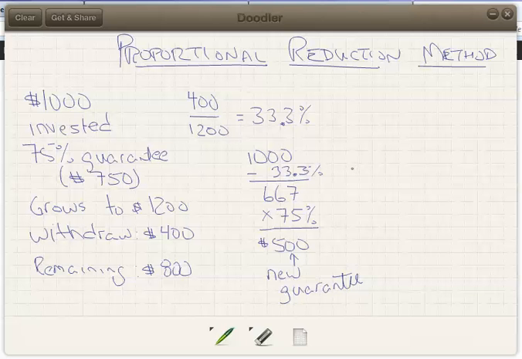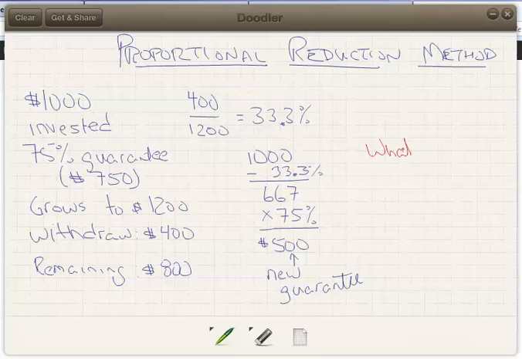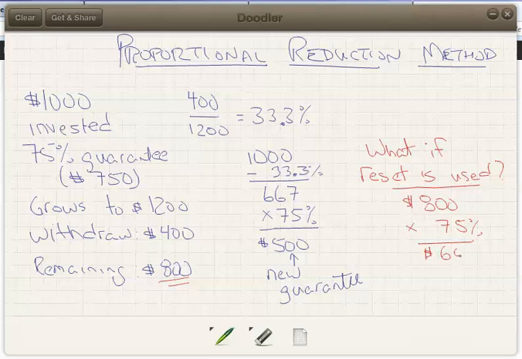And that client now, maybe they have a reset available and they decide to exercise that reset. So what if reset is exercised at this point? Well, we know that they have $800 invested. That would be the basis for determining their new guarantee. So this would put our client in a position where they have $600 as their guarantee after reset.